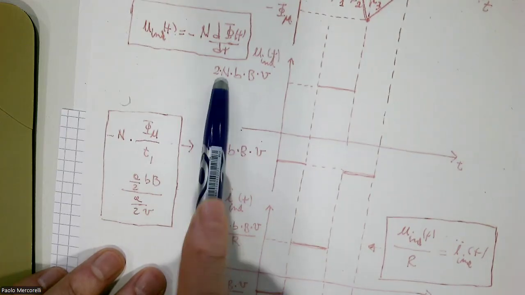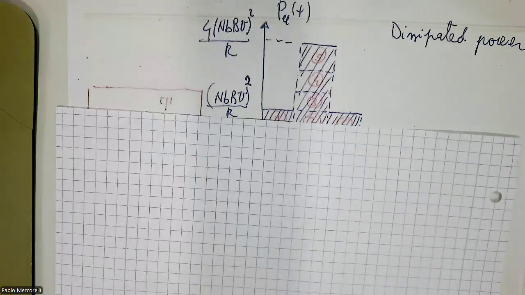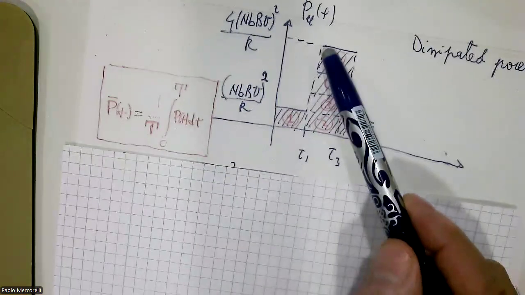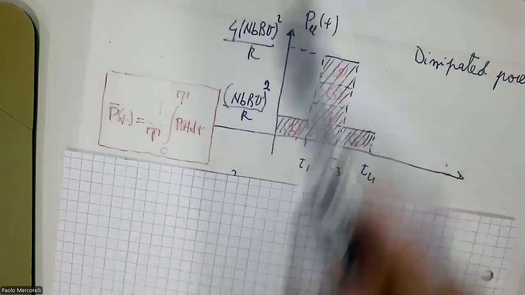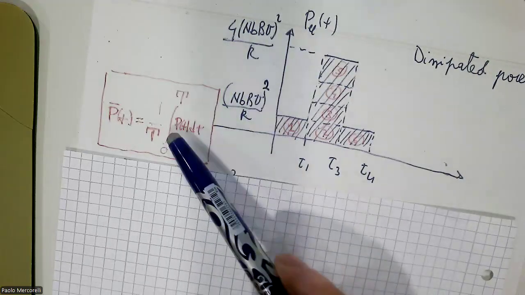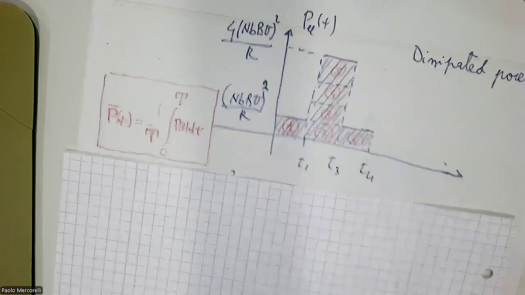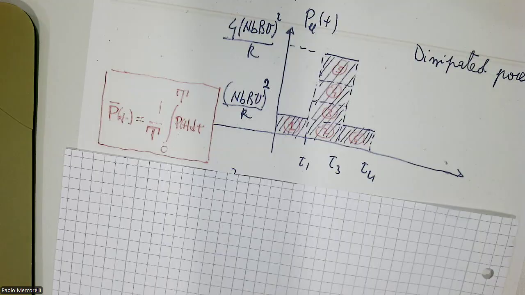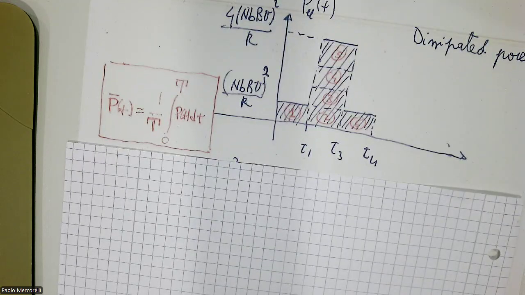If I square this, I have a 4. 4 times this. Everything is the same, U squared divided by R, but 4 because we have a factor 2 in the voltage. And this level here is exactly this because we have exactly the same voltage, induced voltage.